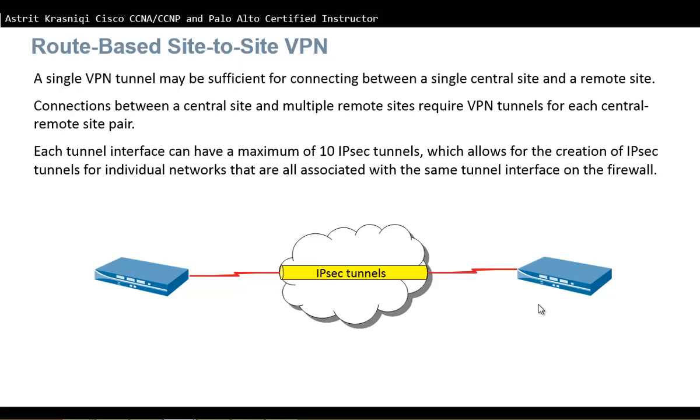So for a route-based site-to-site VPN, a single VPN tunnel might be sufficient for connecting between a single central site and a remote site. A connection between a central site and multiple remote sites requires VPN tunnels for each central-remote site pair. Each tunnel interface can have a maximum of 10 IPsec tunnels, which allows for the creation of IPsec tunnels for individual networks that are all associated with the same tunnel interface of the firewall. So for example, you have the headquarters with 10 remote sites. You don't have to create 10 tunnel interfaces. You can have all of them in one tunnel interface, which supports 10 IPsec tunnels.